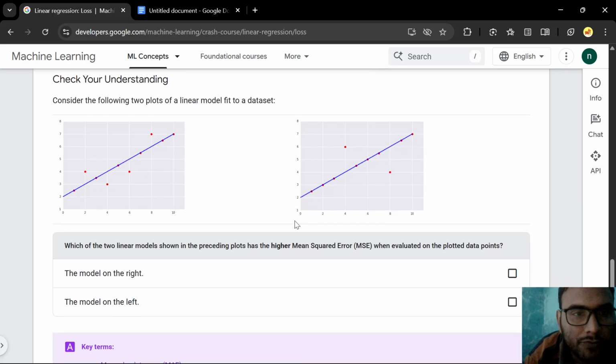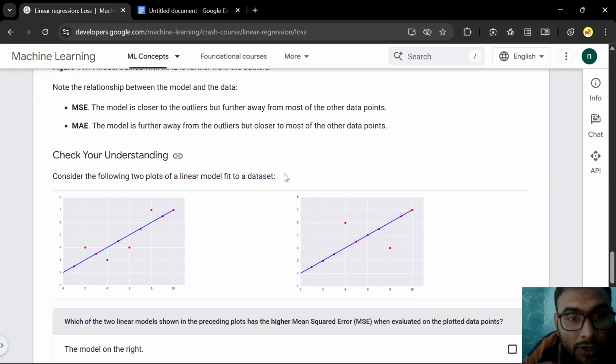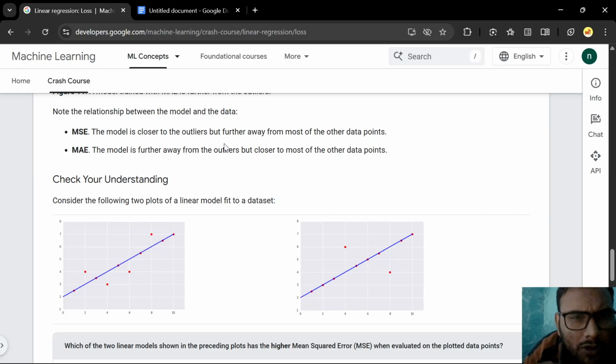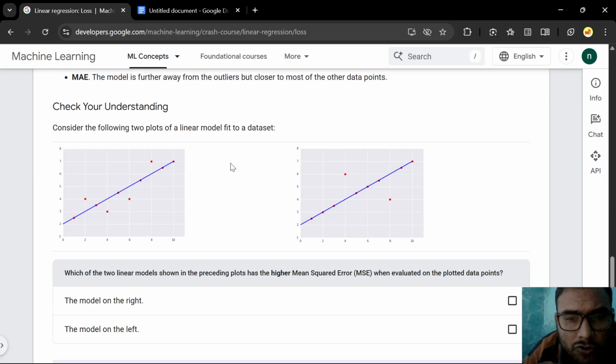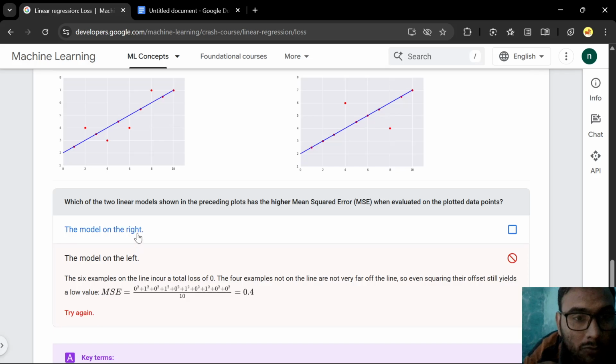In a graphical format, if you see. Let's first read what the question is. Which of the two linear models shown in the preceding plots has higher mean squared error when evaluated on the plotted data? What does mean squared mean? This is closer to the outlier but further away from most of the data points. So it is closer to the outliers. The model is close to the outliers but further away from most of the data points. So the model on the left, no, the model on the right.